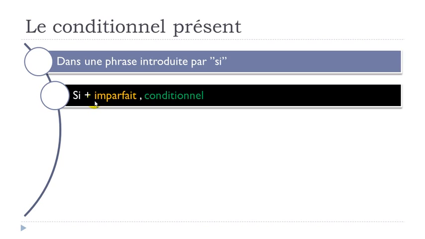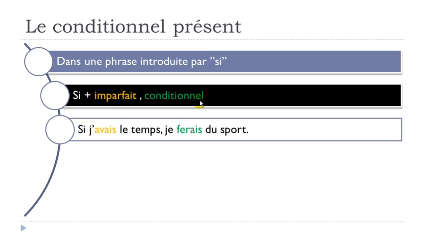So no stress about that. It's just an example, but it's just for you to know that if you want to construct this if structure, then it should be followed by imparfait. Then comes le conditionnel. Okay, so let's take one example. Si j'avais le temps, je ferais du sport. Okay, so si j'avais le temps, so if I had, it's the same in English.